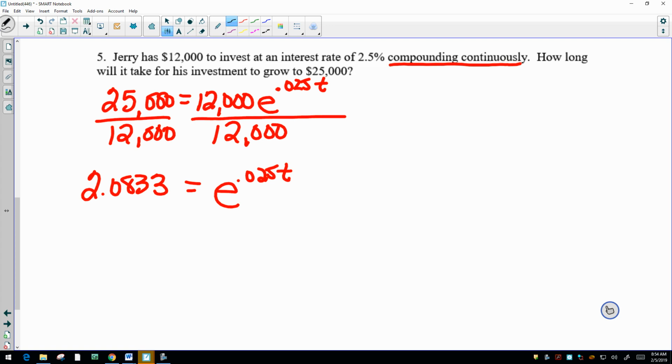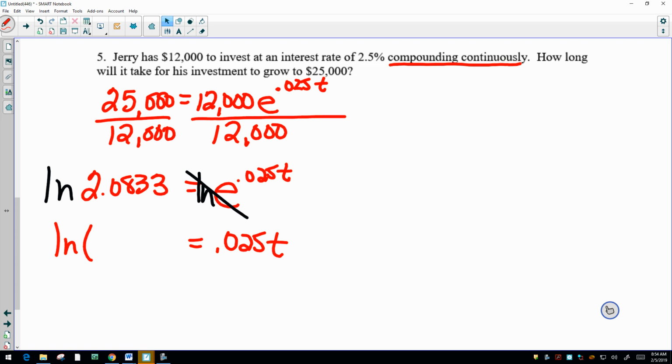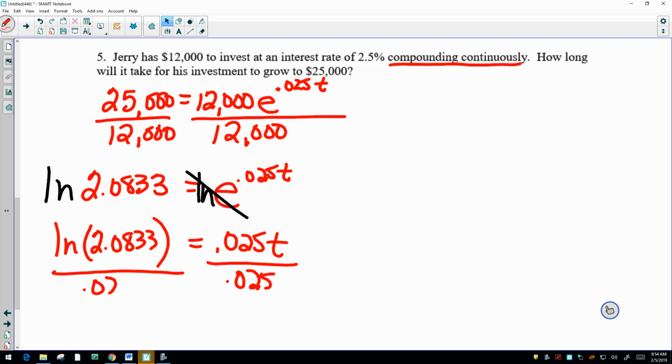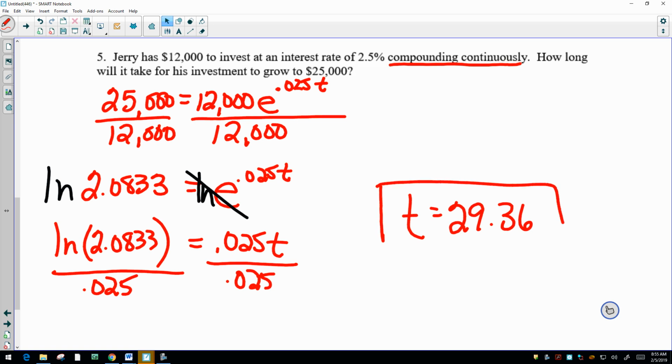Solving for t, t is an exponent, so I have to think I need the inverse operation of e, which is our natural log. What you do to one side, you have to do to the other. So on our right-hand side, I have 0.025t, and on our left side, we have natural log of the answer that you've left in your calculator. And then to solve for t, I'm dividing through by 0.025. And we're going to find time. It's about 29.36, about 29 1/3 years. Keep in mind, time is always years.